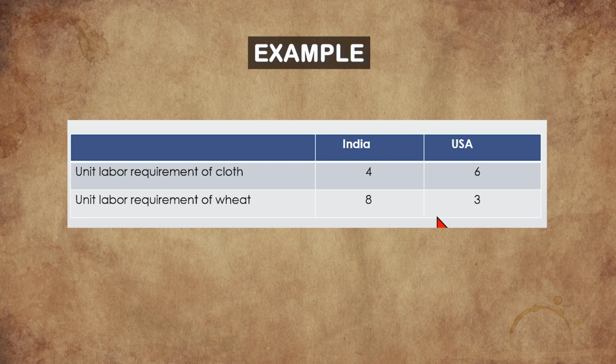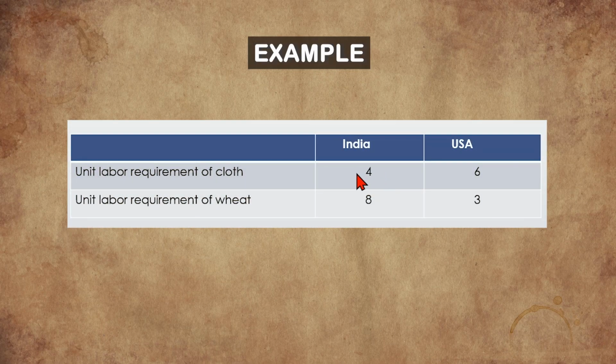So I need to compare what is happening, but before that, USA requires 3 units of labor to produce 1 unit of wheat. So if this table is given to you and I ask you, can you just tell me which country is good in producing wheat and which country is good in producing cloth? Just compare. India requires 4 units of labor, US requires 6 units of labor.